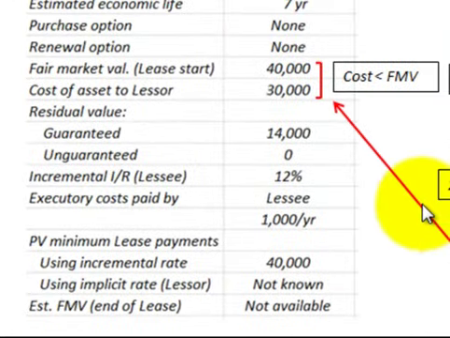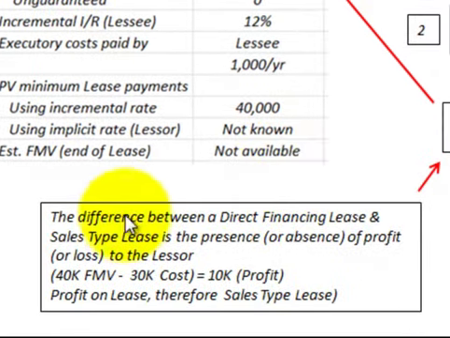So let's go up and look at our lease arrangement. Our fair market value was $40,000, and the cost of the asset to the lessor was $30,000. So we have a profit in this lease. The cost is less than the fair market value. So this is where we can determine whether it's a sales type lease or a direct financing lease. The difference between the direct financing lease and the sales type lease is the presence or absence of a profit or loss by the lessor.